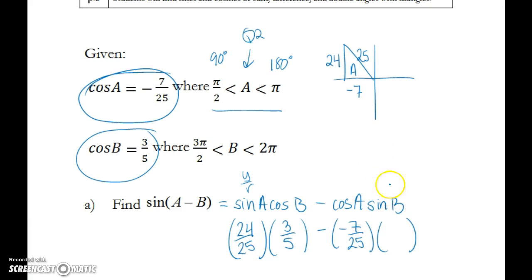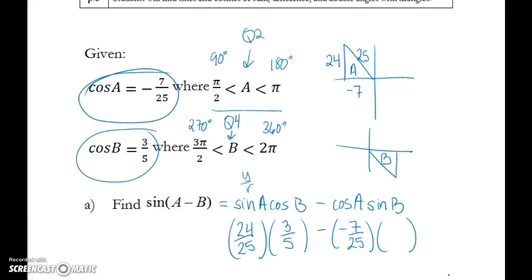Similarly, let's find sine of B. So notice that B is between 3 pi over 2, which is 270 degrees, and 2 pi, which is 360. That places B in quadrant 4. So let's do another little sketch here, and we'll draw a radius out, draw up to the x-axis to create a triangle, and place B in our fourth quadrant.